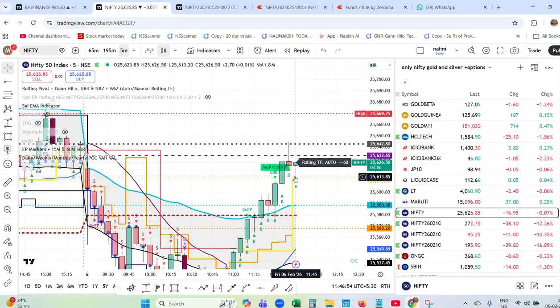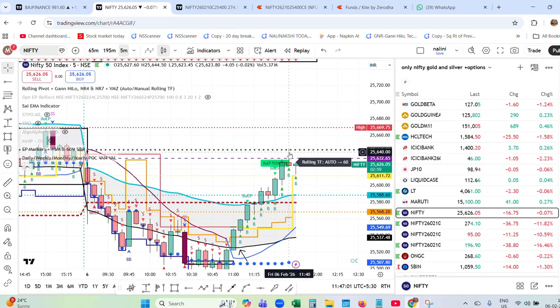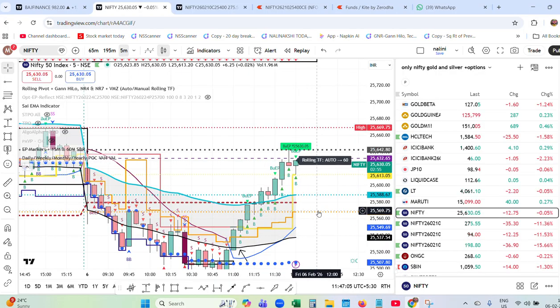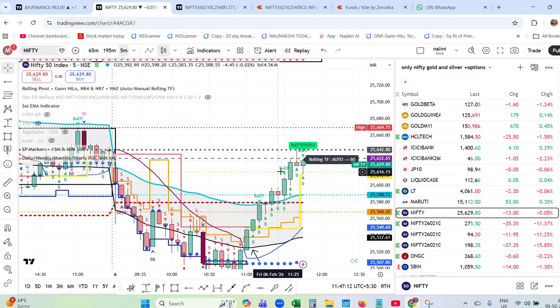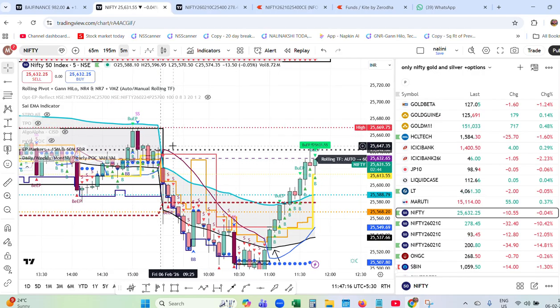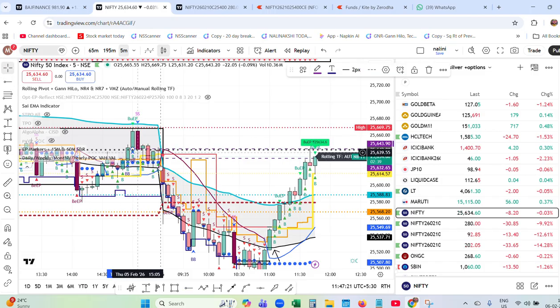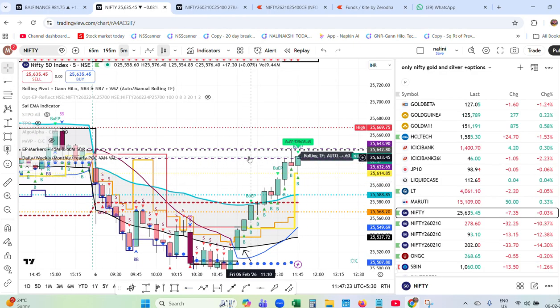We need to see whether it retraces back, and if it starts getting rejected there, yes, you can see some sort of intraday correction in the market. So now a bullish EP is forming, but we need to see if this is the last bullish EP. Below this, sellers were dominant. I need to watch this level very carefully.